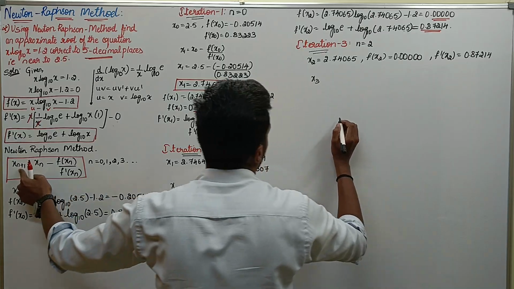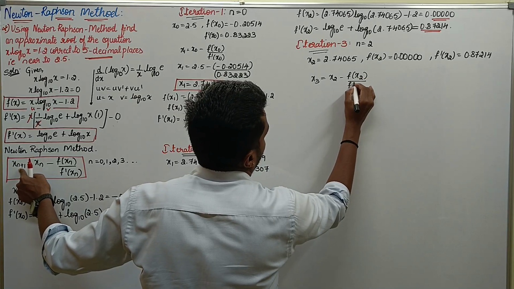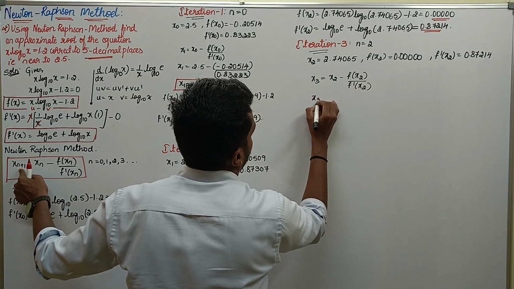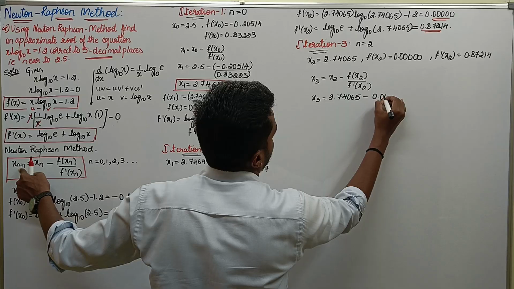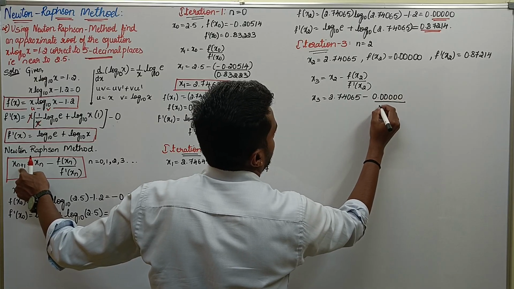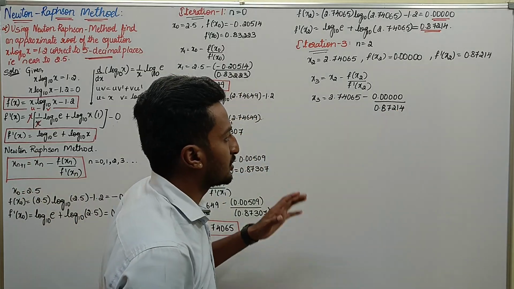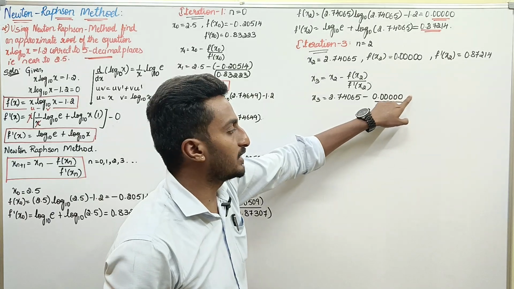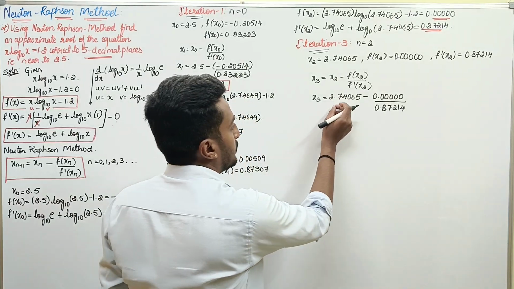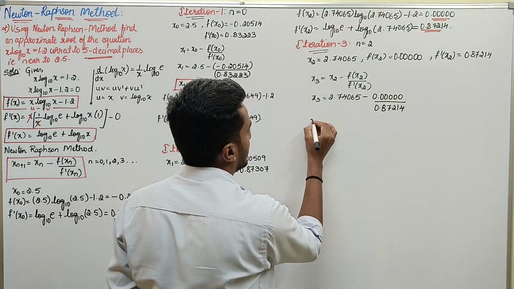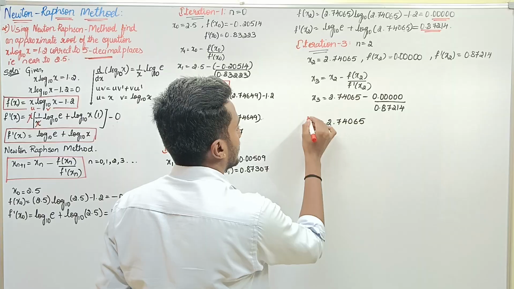Okay, now simplify in the formula, that is n plus 1. If I put n equal to 2, 2 plus 1 is 3, x2 minus f of x2 divided by f dash of x2. Substitute x3, which is equal to 2.74065 minus 0.00000 divided by 0.87214. You can see in the numerator, since every decimal value is 0 and the value is also 0, 0 by anything is 0. Okay, 2.74065 minus 0, you get x3, which is equal to 2.74065. Got the point?